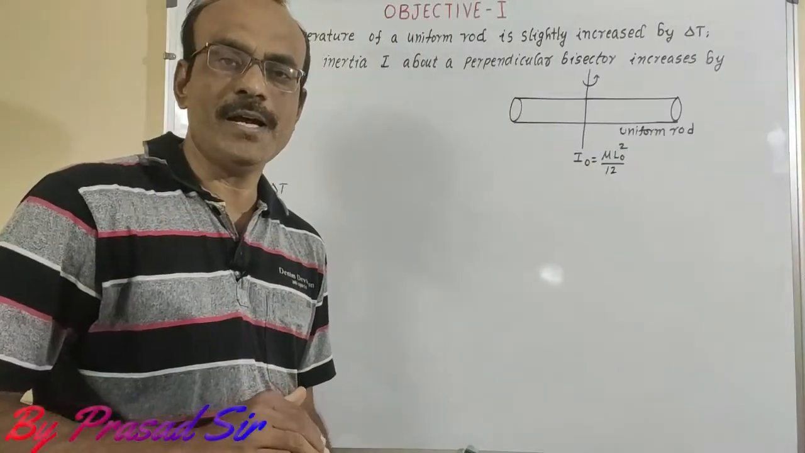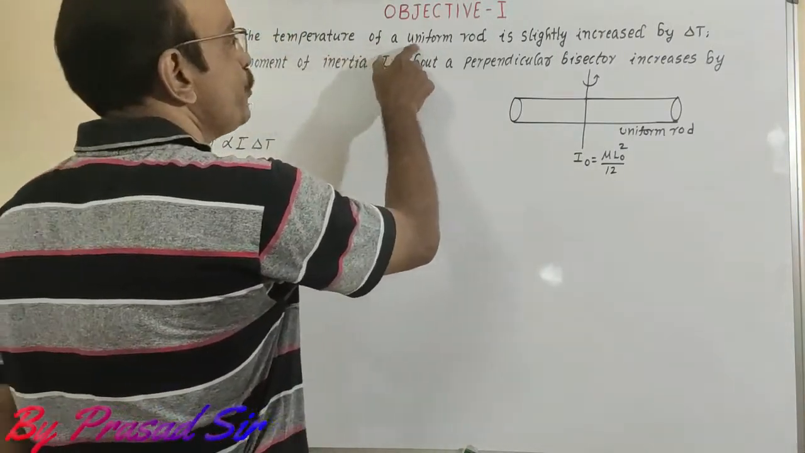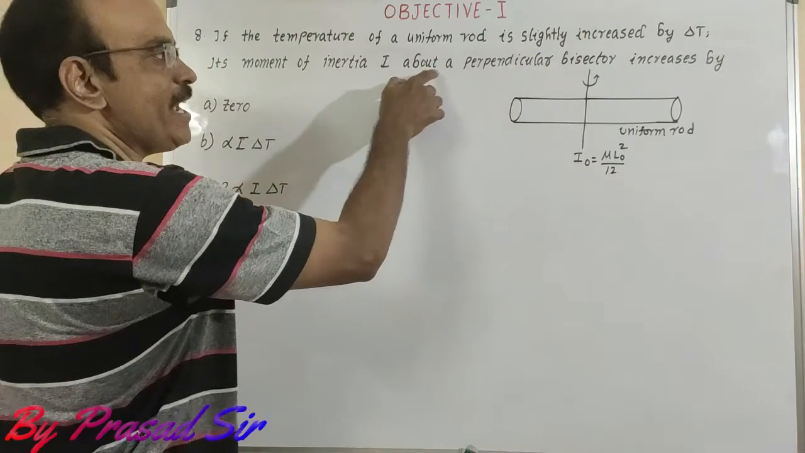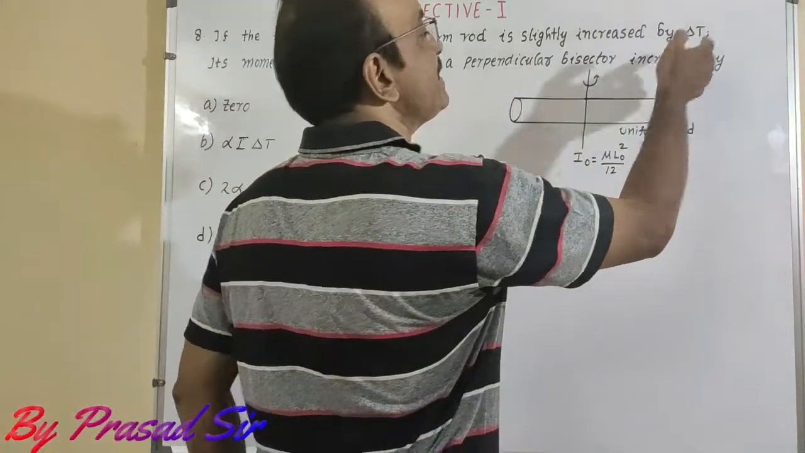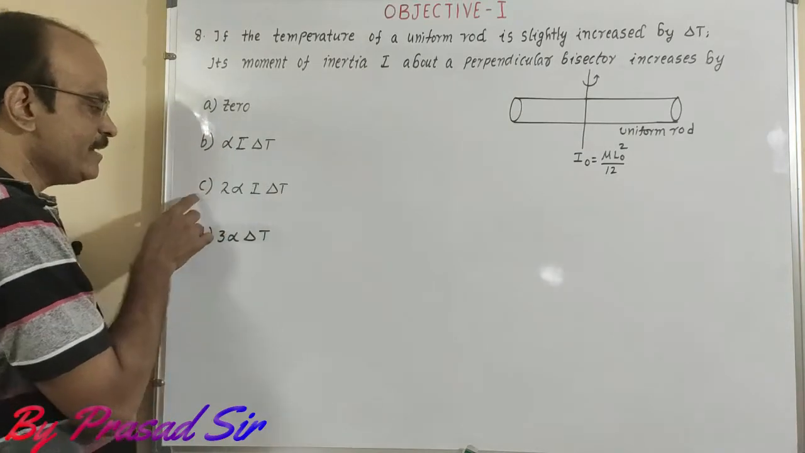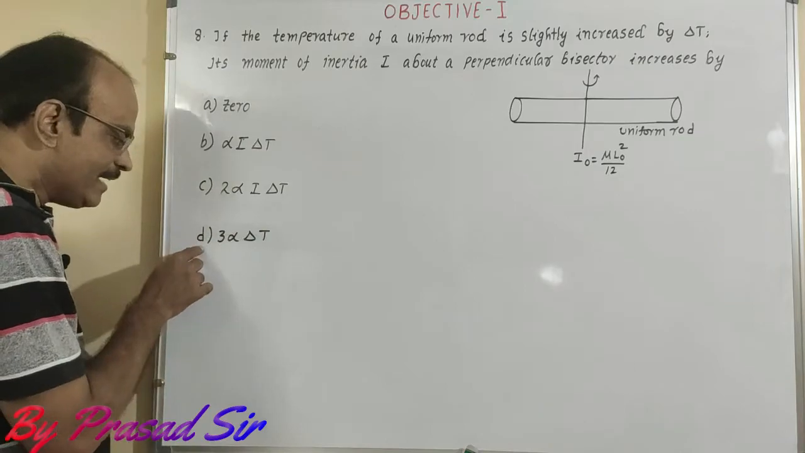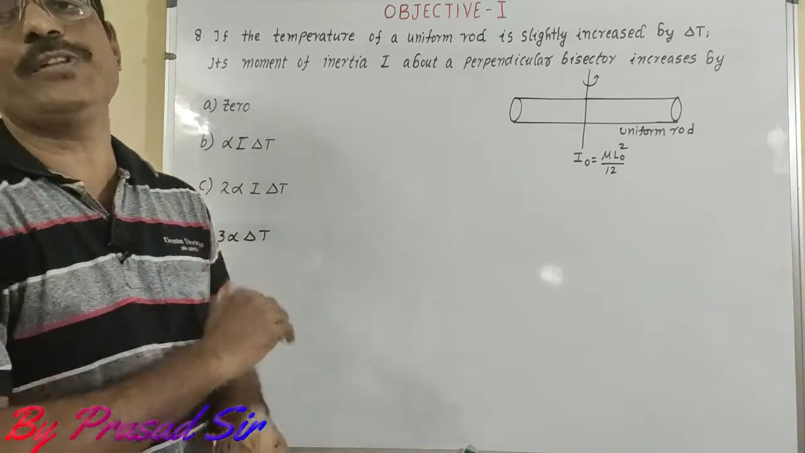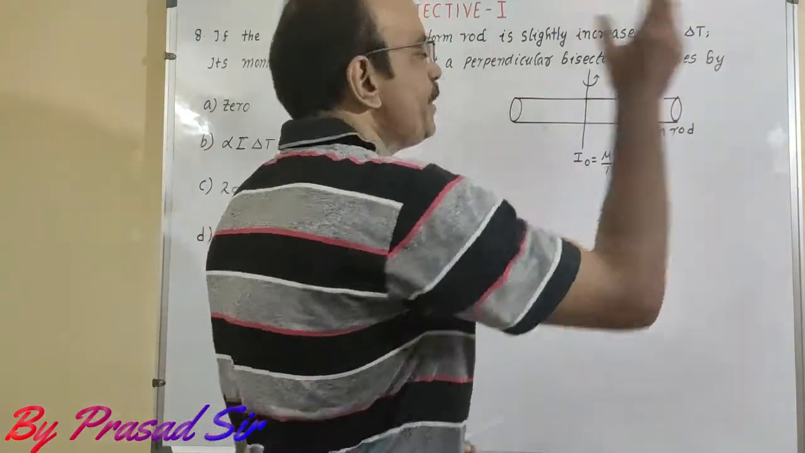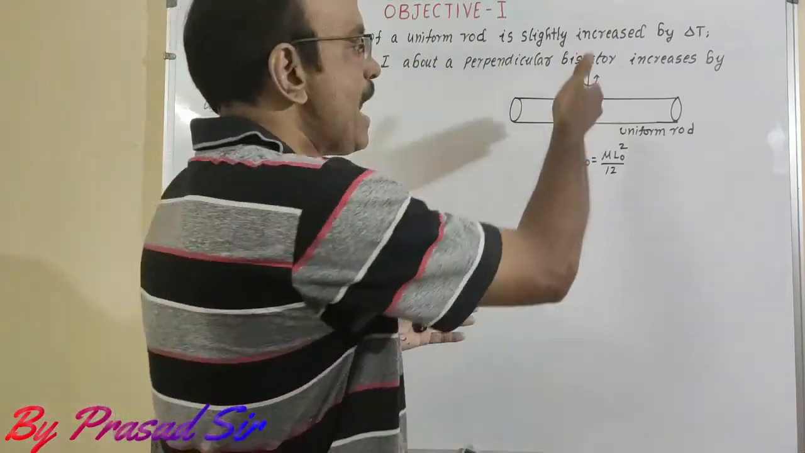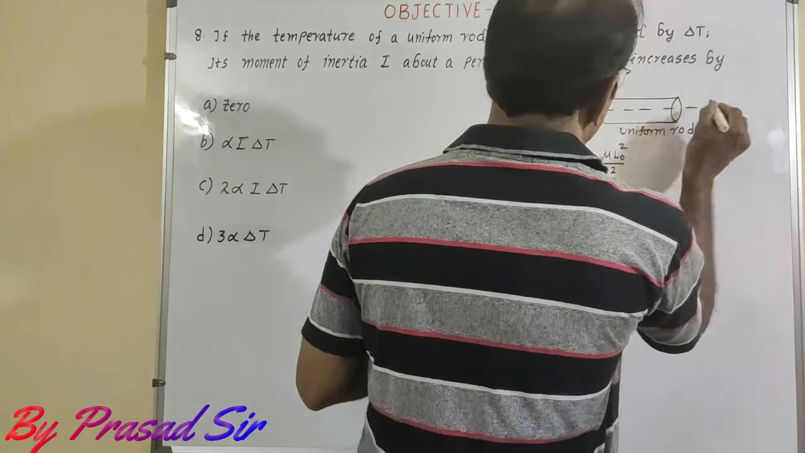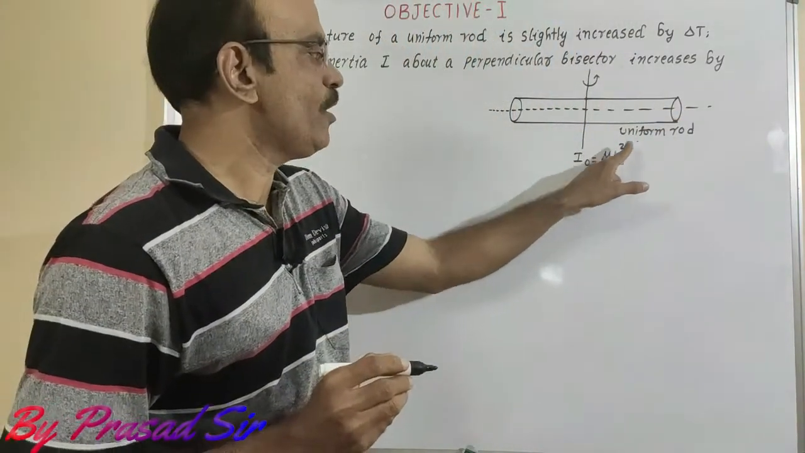Here is question number 8. If the temperature of a uniform rod is slightly increased by delta T, its moment of inertia I about a perpendicular bisector increases by: A, 0; B, alpha I delta T; C, 2 alpha I delta T; D, 3 alpha I delta T. To solve this problem, first, this is the uniform rod. For this rod, the moment of inertia about the perpendicular to the rod, that is I naught, is equal to m L naught square by 12.